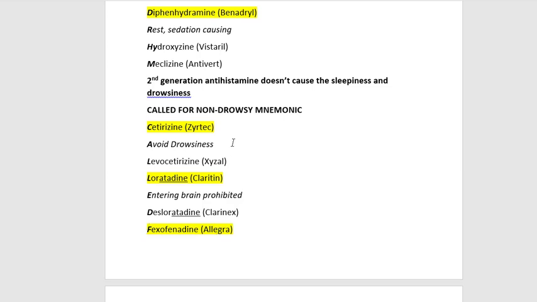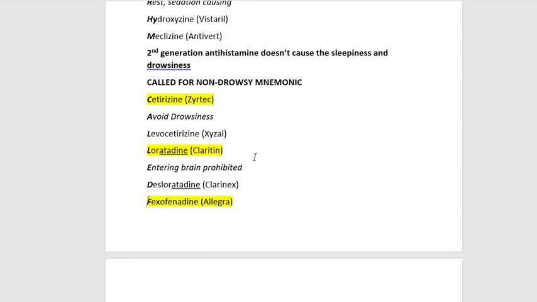So again, not to blow you up with 5 when I could give you 2 or 3 examples. As we get towards licensing exams, we need to be able to know this many drugs, and it's just easier to attach them to a mnemonic like this.